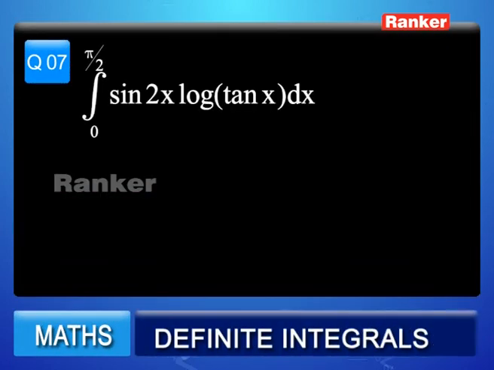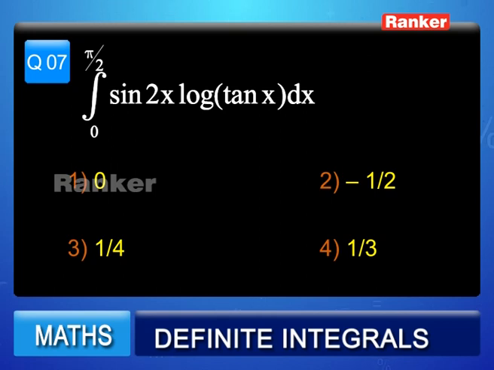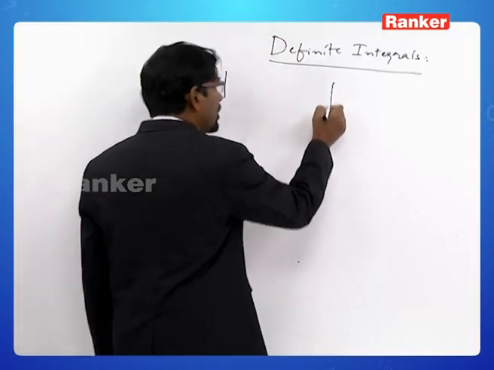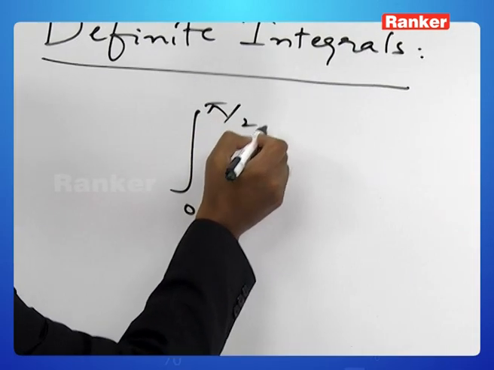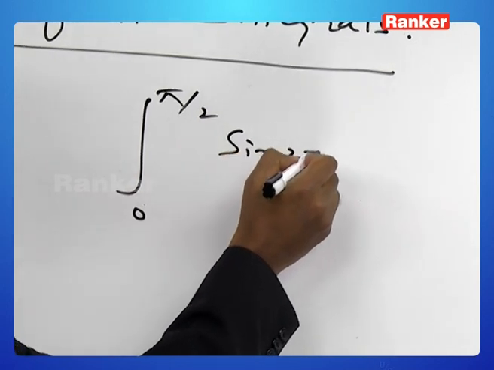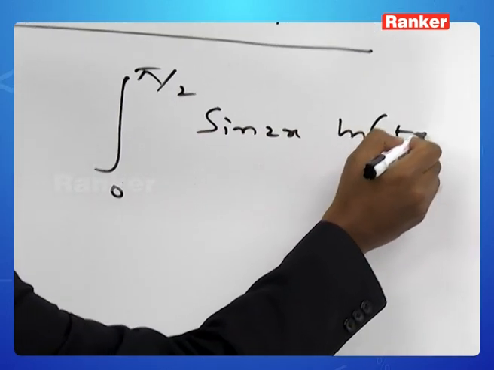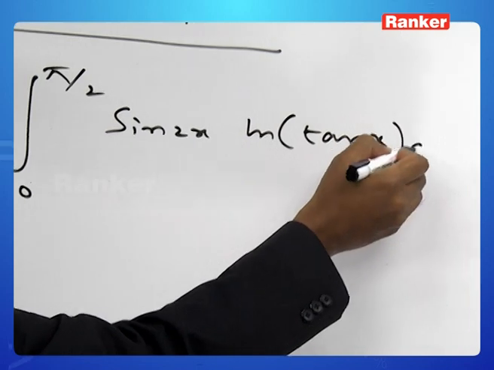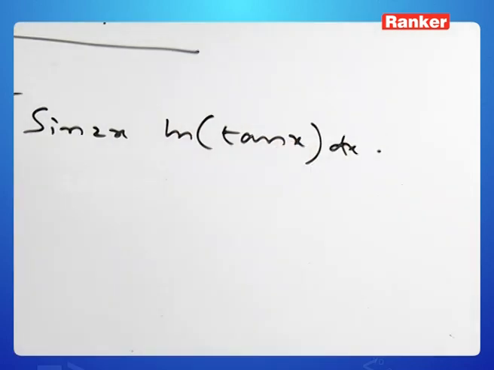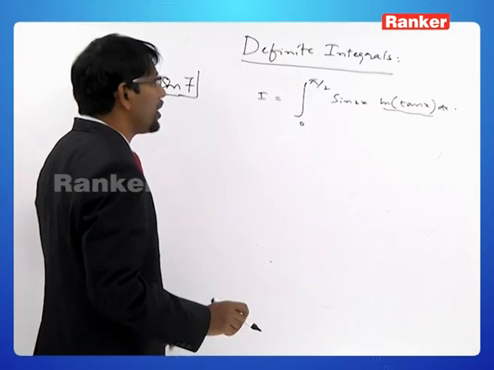Let's move to question number 7. Integral 0 to pi by 2 of sin 2x into ln of tan x dx. First option 0, second option minus 1 by 2, third option 1 by 3, and fourth option 1 by 4. So what is the integral? Integral 0 to pi by 2 of sin 2x into ln of tan x. Let's see how this problem can be done.